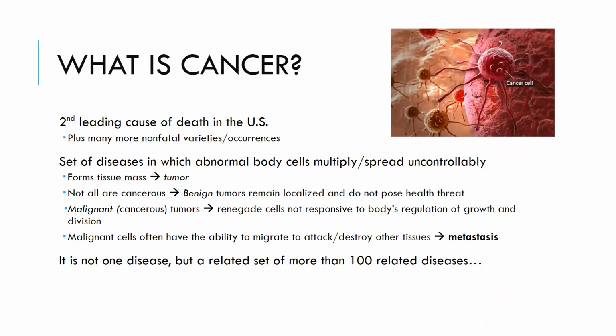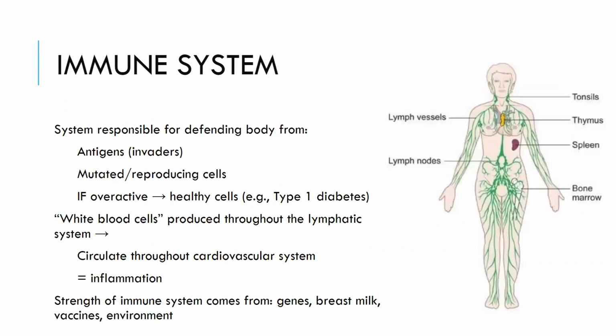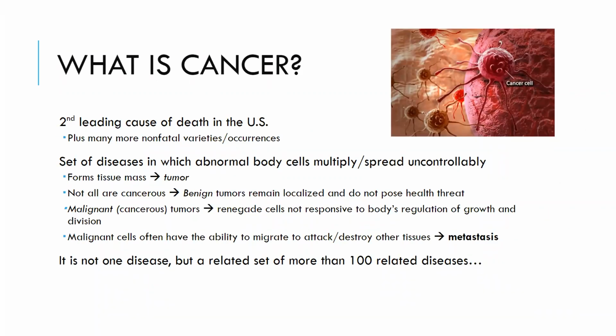So, what is cancer? Cancer ultimately is a set of diseases in which abnormal body cells multiply and spread uncontrollably. So, going back to this slide, that would fall under the mutated and reproducing cell category. These aren't things that invaded the body, these are just strange cells that happen to also be reproductively gifted, and so they spread.